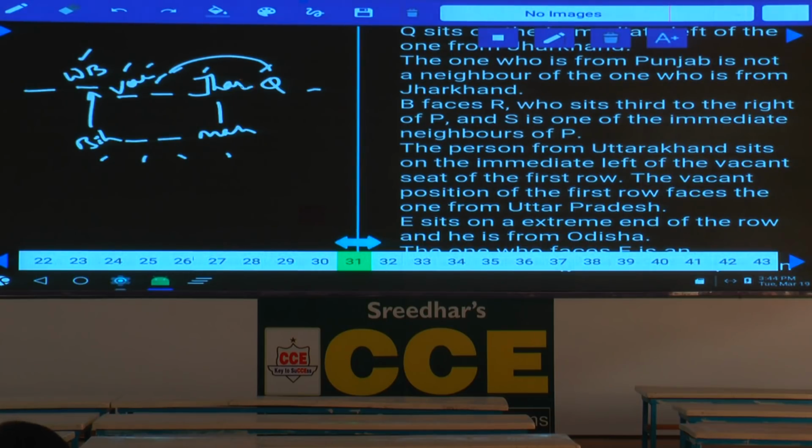Then B faces R. Now this B is facing whom? B is facing R, who sits third to the right of P. Now this R is seated third to the right of P. 1, 2, P will be here. Isn't it? R sits third to the right of P.